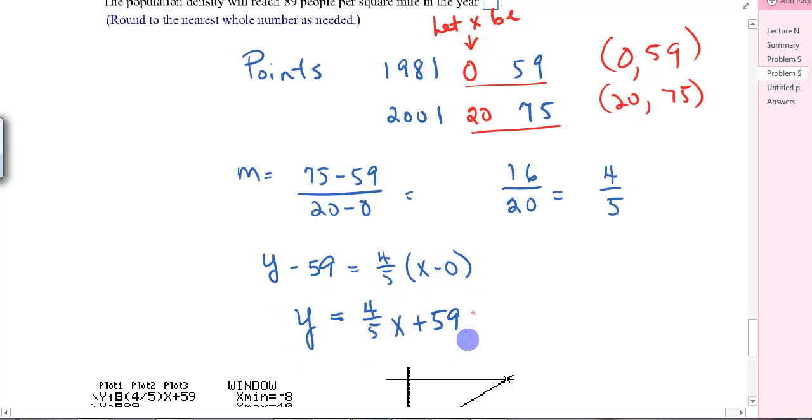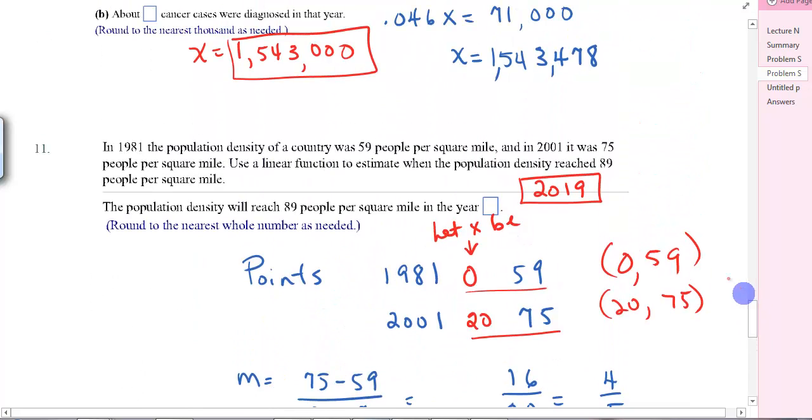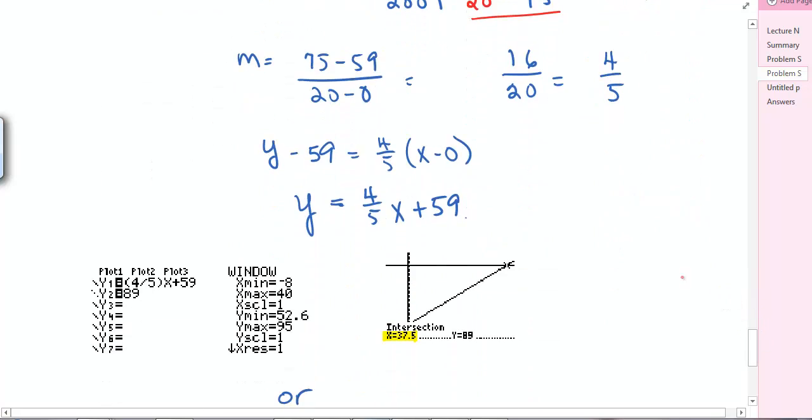And then we use one of our points, y minus 59 equals 4/5 x minus 0. So we have this line. That's the equation. And you can see I put that equation in y1. Why do I have 89? The question says the population density will reach 89 people in the year. So the years were x values. They're giving us a y value. So when you go to your calculator, 89 will go in y2, and your equation you found will go in y1. Then you're finding the intersection.